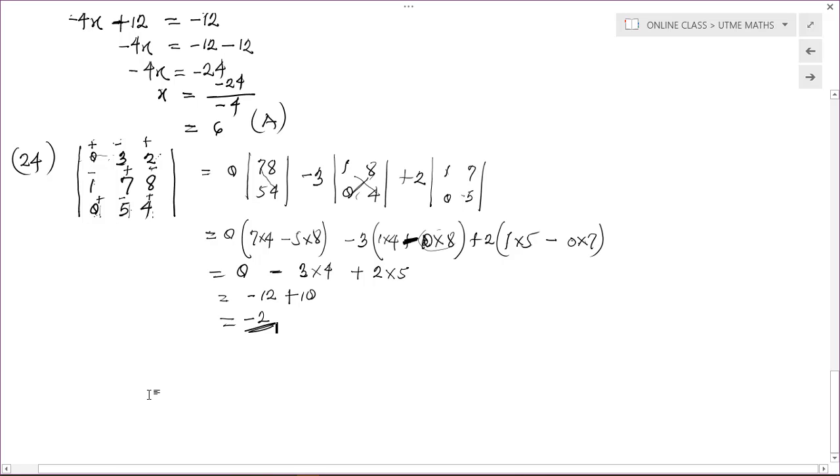So now, all we use is Sarrus' rule. If we are using Sarrus' rule, instead of going directly like that, we write everything: 0, 3, 2, 1, 7, 8, 0, 5, 4. Then we now repeat two of it. So we take the first column, 0, 1, 0, and put it there.